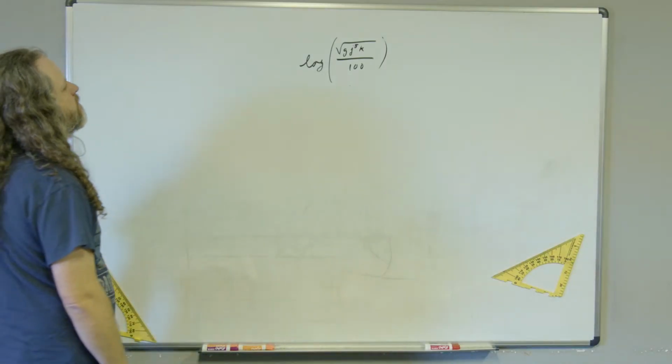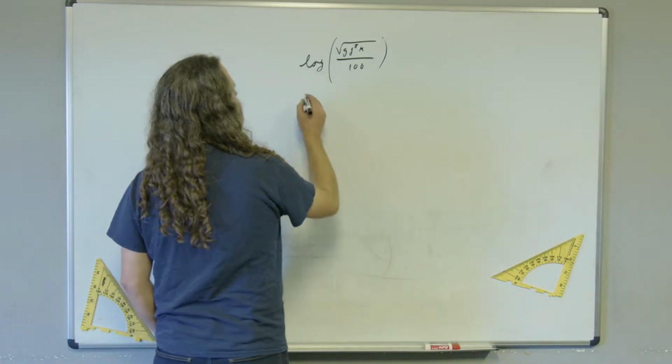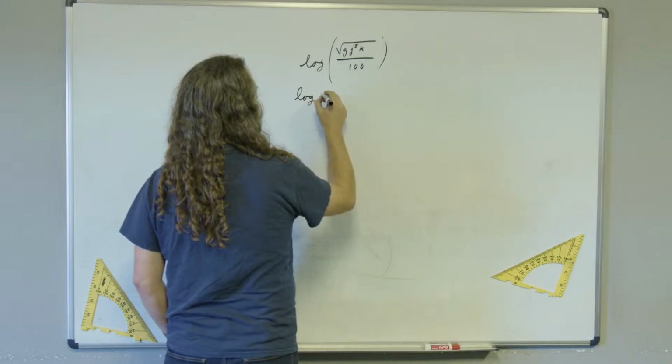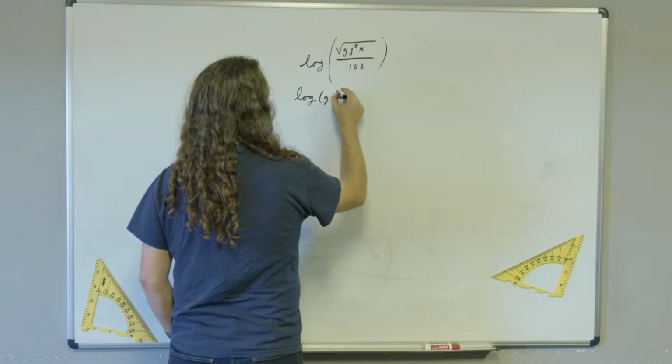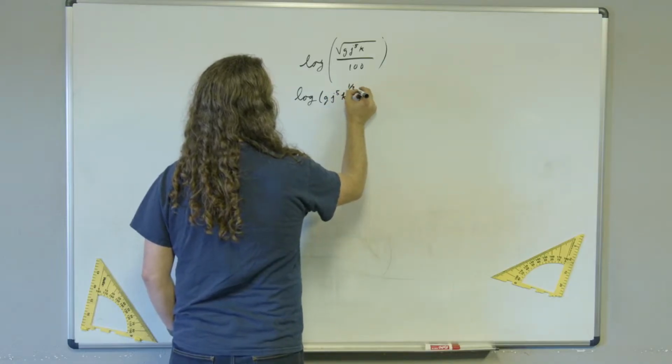Split them by subtraction. Yeah, subtraction splits. And we make two thingies. And also change the square root to the power of 1/2. The log of square root, and then the log of 100.